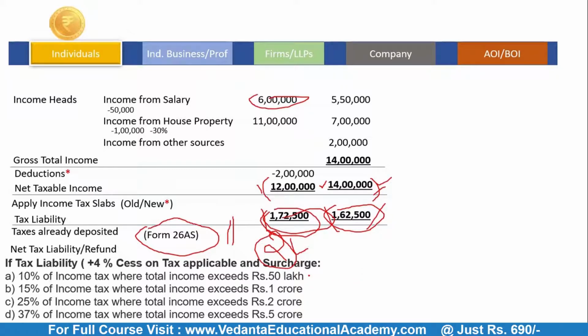But when the income exceeds 50 lakhs, a 10% surcharge will be applicable. When income exceeds 1 crore, a 15% surcharge will be applicable. When income exceeds 2 crore, a 25% surcharge will be applicable. When income exceeds 5 crore, a 37% surcharge will be applicable.